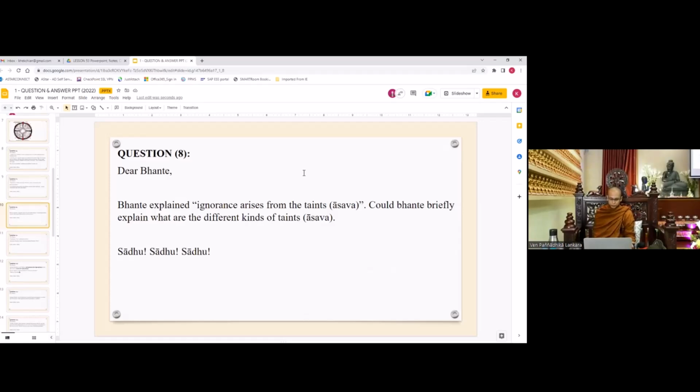Please explain how ignorance arises from the taints, asava. Could Bante briefly explain what the different kinds of taints are? If you remember, we already studied in chapter 7: kama asava refers to lobha, greed, also called craving. Bhava asava is also greed or craving for existence. Both of them indicate craving. Ditthi asava is wrong view. And the last one, avijja asava, is ignorance.